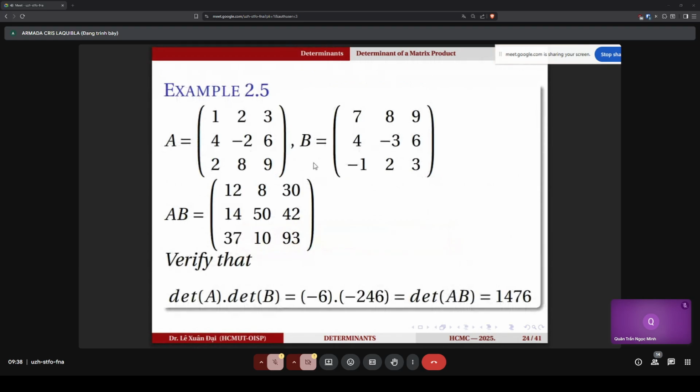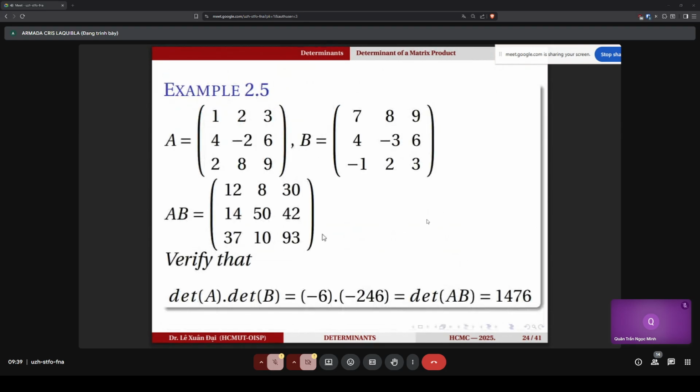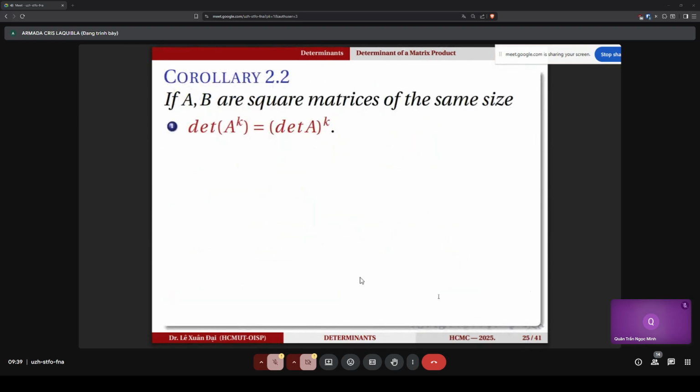So if you have this A and B, and this is your AB, you verify this. The determinant of A there is negative 6. Determinant of B here is negative 246. And the determinant of AB is equal to 1476. Okay? So you try to solve the determinant of this if they are equal. By the way, class, I am sure that they are equal. You just have to try this to solve them individually.